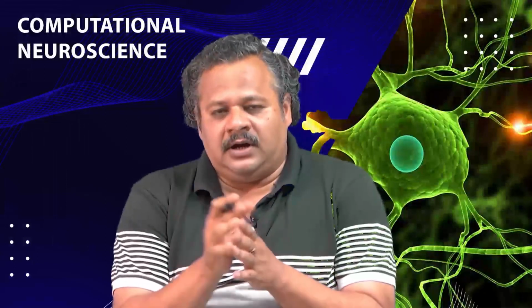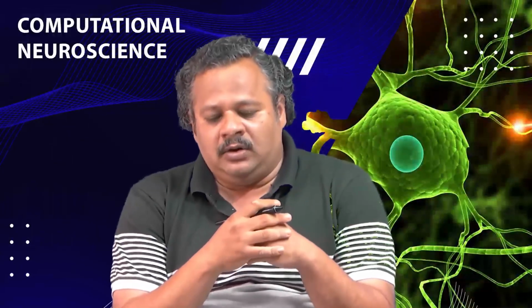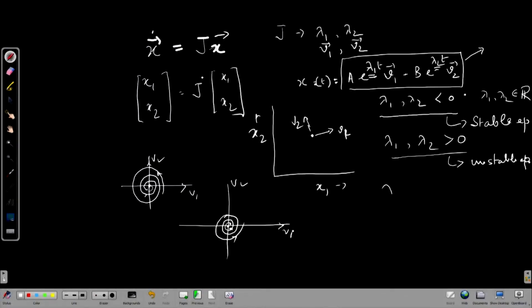That has a very different kind of behavior, and that is called a saddle node. So, if I can write it down, lambda 1 is less than 0, lambda 2 is greater than 0 or vice versa, then this is called a saddle node, whose properties we will be discussing in the next lecture.